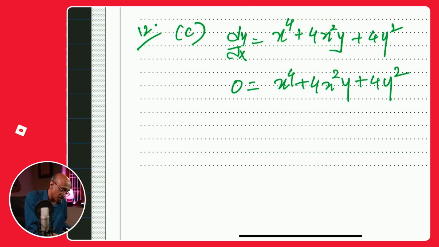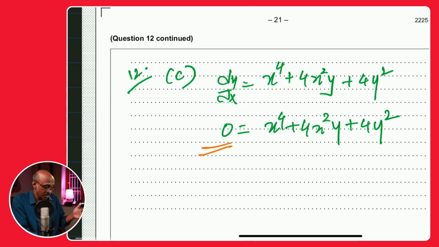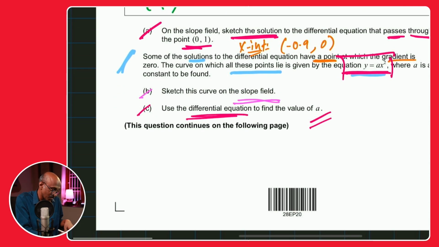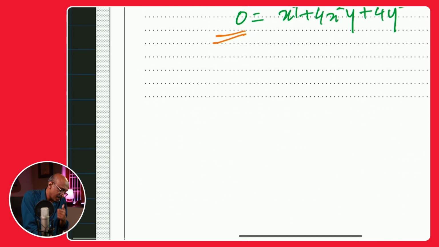Understand why we took that as 0? I hope that is clear, because the curve goes through the points where dy by dx is equal to 0. As it said, the gradient is 0. In the question it says the gradient is 0, so we're using that condition. Right hand side, how do we do it?